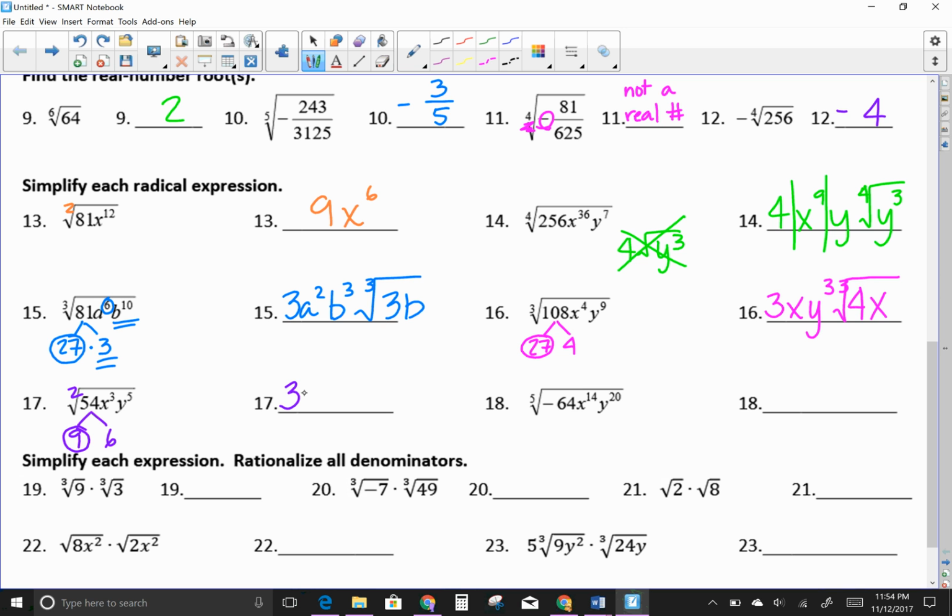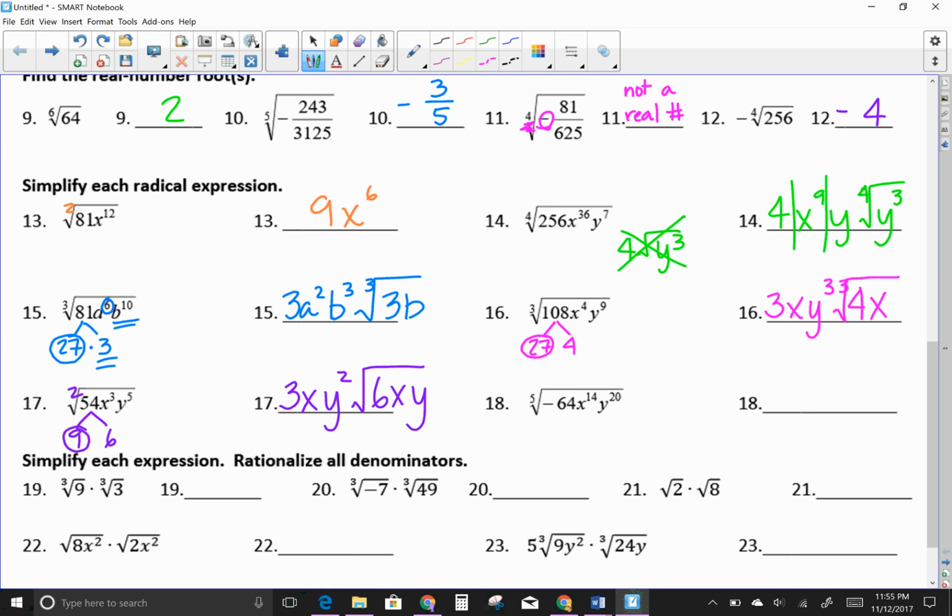2 goes into 3 one time with 1 left over. So it'll stay underneath. 2 goes into 5 twice. And so what do I have left? I have a 6 underneath. 2 went into 3 one time with 1 left over. And 2 went into 5 two times with 1 left over. So we have 3x squared times the square root of 6xy.